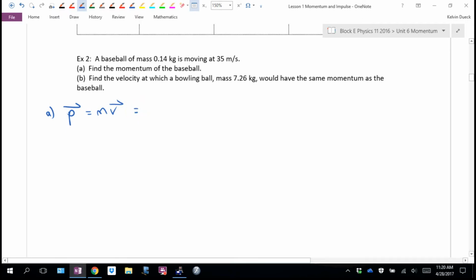Haley, what's the mass? Yep. Be cautious. Once in a while, they'll give you the mass in grams. You have to convert it to kilograms. Kilo is 1,000. Or sorry, divide by 1,000. Not times, divide by 1,000. What's the velocity?